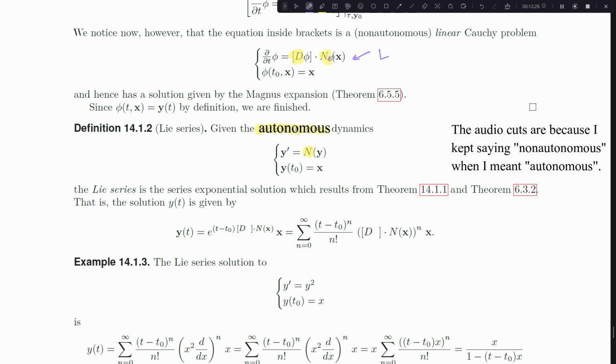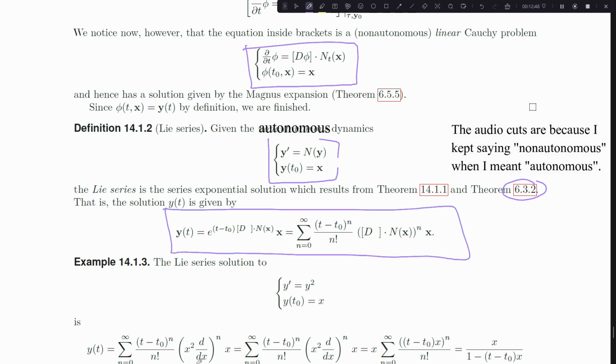It's no longer L of t if I get rid of t. And so if I start with the autonomous dynamics, I have an equivalent autonomous Cauchy problem that I can solve. And we all know how to solve autonomous Cauchy problems. It's theorem 6.3.2. And the solution is given by exactly this series, right?